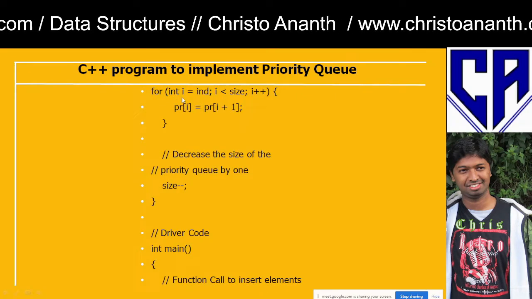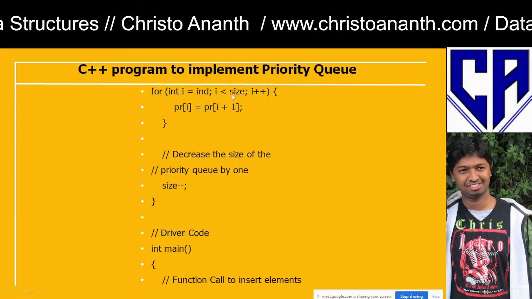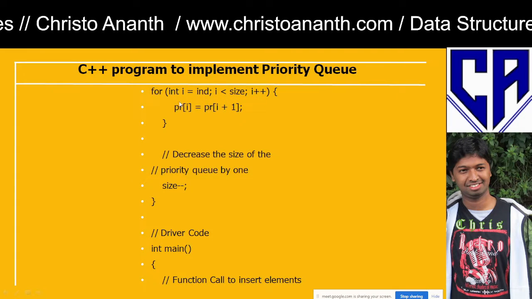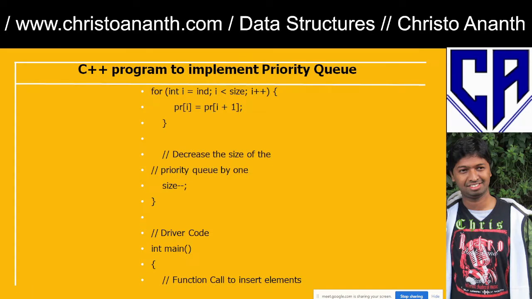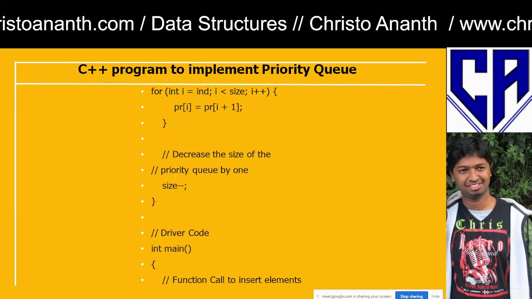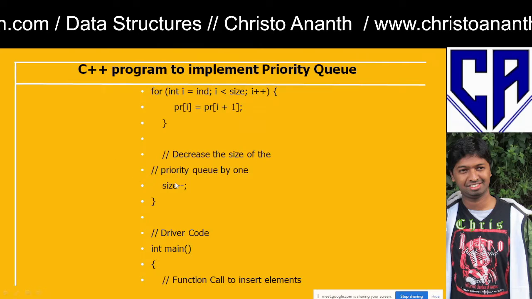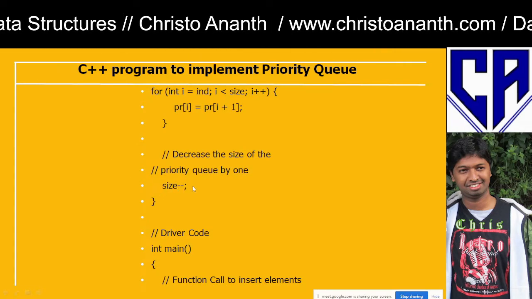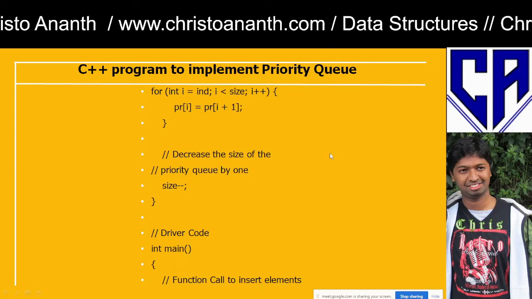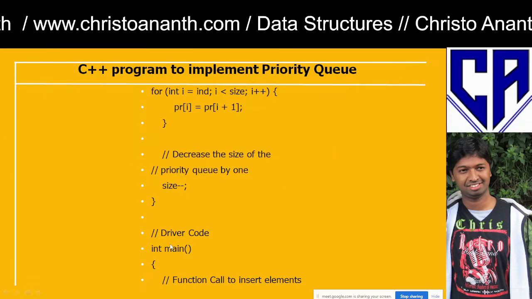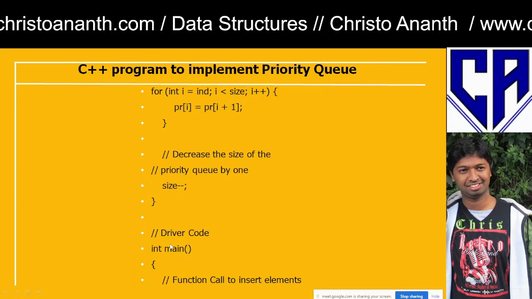So you have for int i equal to ind, i less than size, i++, and pr[i] equal to pr[i+1]. So you equate this. And finally, you decrease the size of the priority queue by 1, so you post decrement it: size--. After doing all this, you go with the driver code in order to test the above functions.